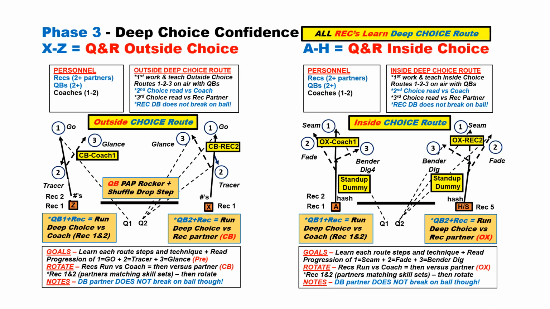You can see now we've got a very simple and sound way to stack both technique and tactical decision making so that we can have a growth mindset, encourage mistakes early for learning, but then start to build consistency and confidence in the deep choice series.